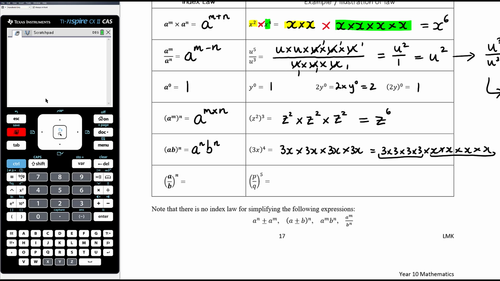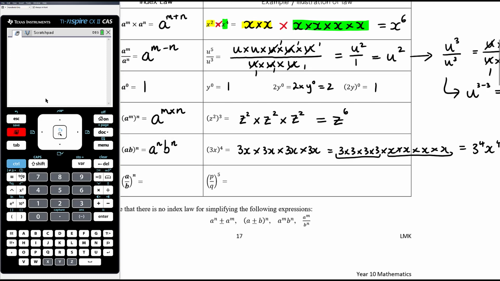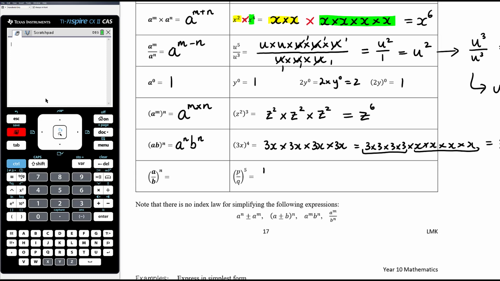Same for division. Okay, if we have a over b all to the power of n, so let's have a look at this example, p over q all to the power of 5, well that's p over q times p over q times p over q times p over q times p over q, and we know when we are multiplying fractions, it's really just numerators p times p times p times p times p on the numerator over denominators q times q times q times q times q on the denominator. So essentially we just have here p to the power of 5 on the numerator and q to the power of 5 on the denominator, and so we can go straight there.